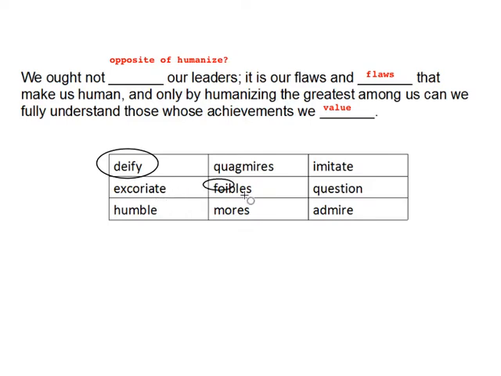Flaws and foibles is a simple synonym for flaws, especially within people. Personal weaknesses is like a foible. And those whose achievements that we value, admire, that we look up to because they're leaders, they're the greatest among us. This is the best match here. Moving on.